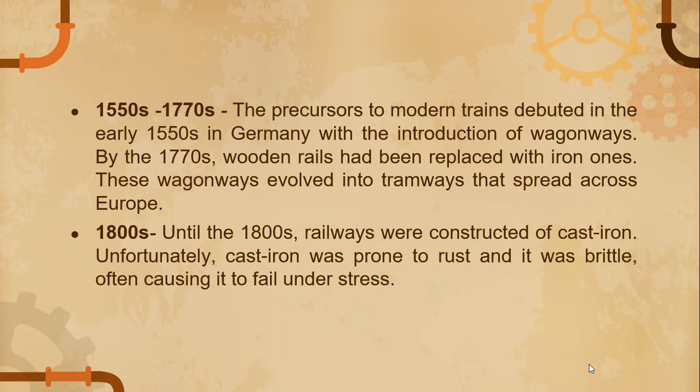By the 1770s, wooden rails had been replaced with iron ones. These wagonways evolved into tramways that spread across Europe. And until the 1800s, the railways were constructed of cast iron. Unfortunately, cast iron was prone to rust and it was brittle, often causing it to fail under stress.